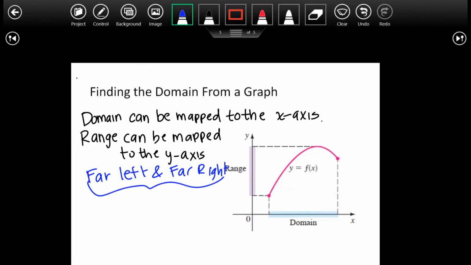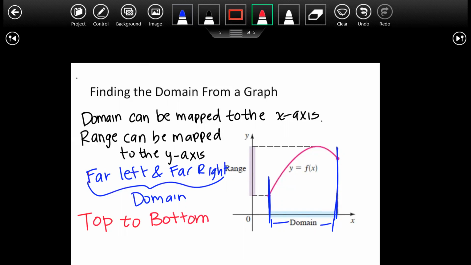This is going to be your domain. In this case, the farthest left of my interval is going to be here and here. So our domain is going to exist between these two values, whatever they happen to be. If we're looking at the range, it's going to do this: top to bottom of the graph. This is going to be your range. Meaning the top value is going to go all the way to my y. In this case, it stops here, so this is going to be my range value.